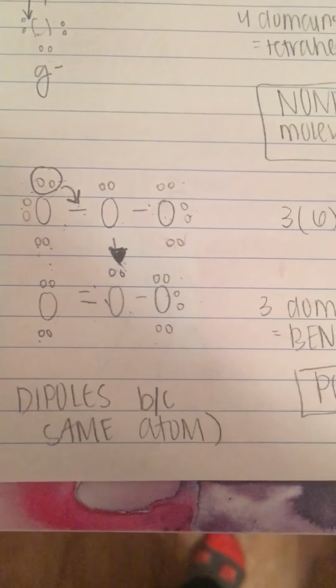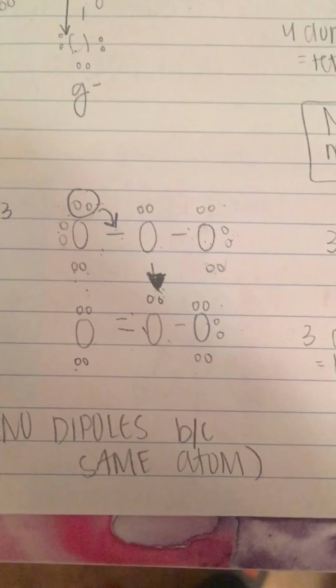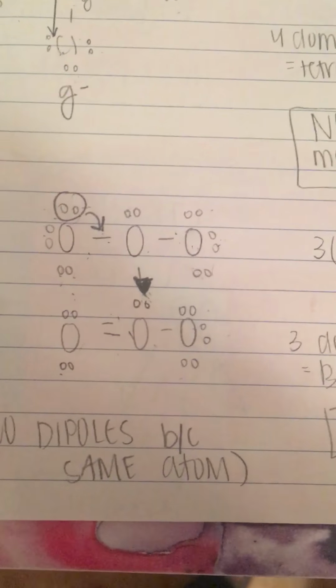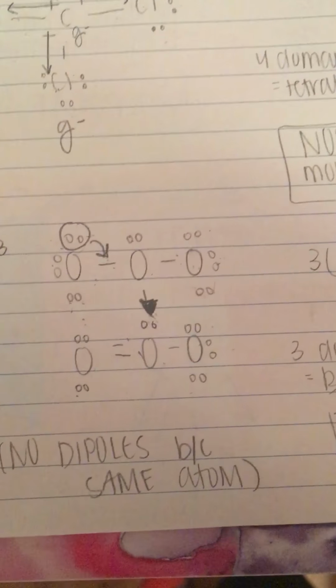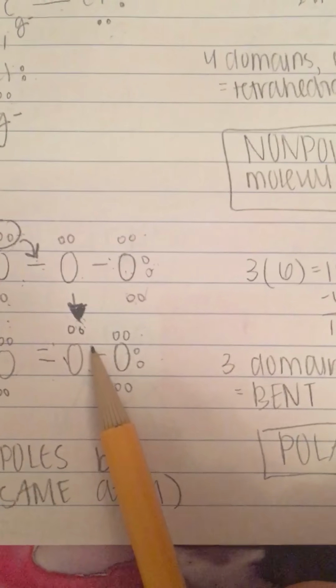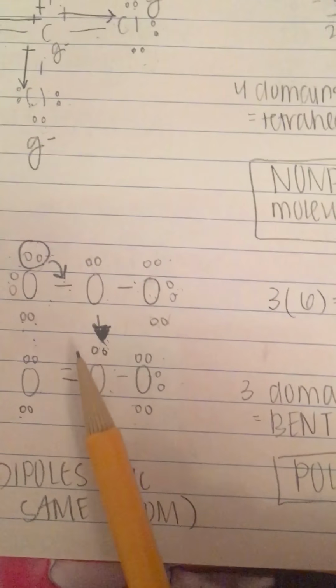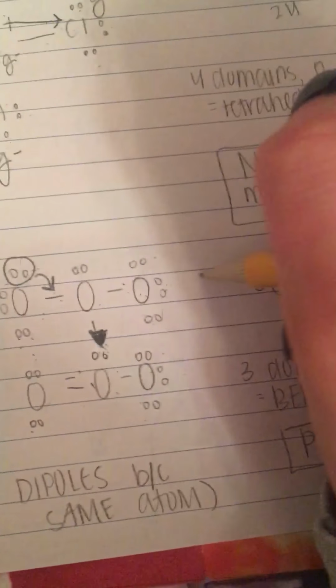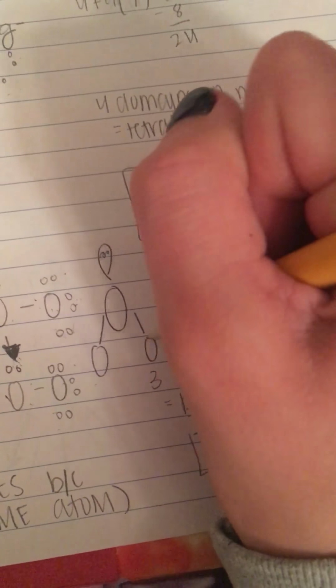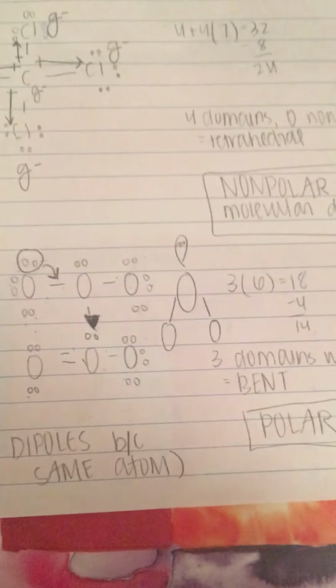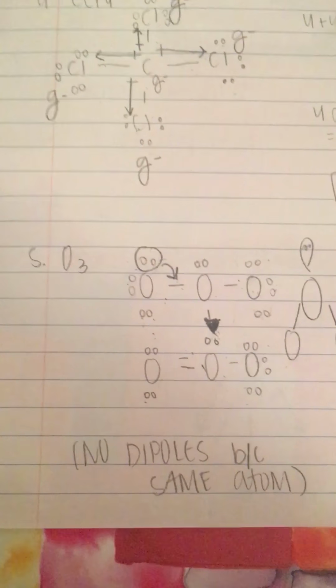Because they're the same atom, there are no dipoles, because if you subtract the electronegativities, you would end up with 0. Then we have to find the domains. We have 3 domains, with 1 non-bonding pair. So that gives us a bent shape, which would look like this. And because all 3 domains are not the same, it's polar. So O3 is polar.